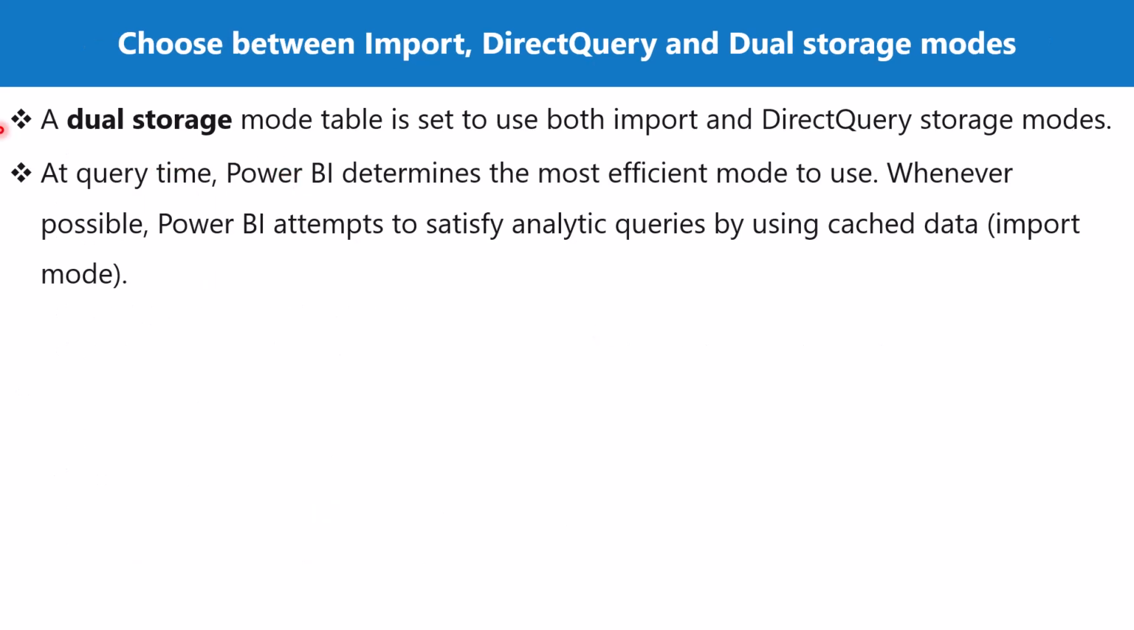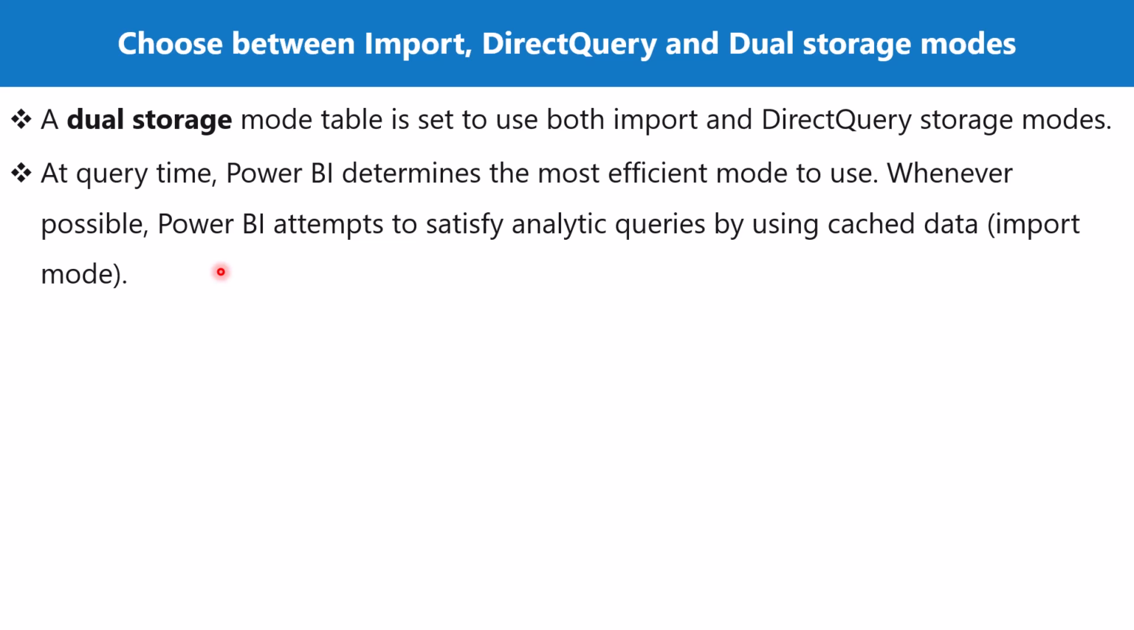So now let's have a look at the third table storage mode, which is the dual storage mode. A dual storage mode table is set to use both import and direct query storage modes. At query time, Power BI determines the most efficient mode to use. Whenever possible, Power BI attempts to satisfy analytic queries by using the cached data, which is the import mode.